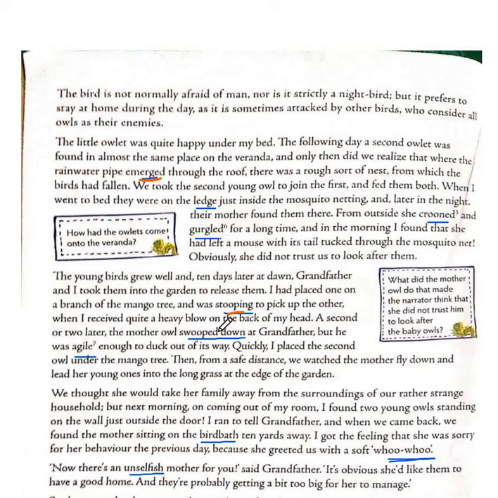So here the mother owl, when it saw that its babies were there in the garden, the narrator and his grandfather took the babies to the garden. So it thought that they are going to kill them, or they are going to cause any sort of harm to them. So that is why it swooped down. It came rapidly and it attacked them. Agile means able or capable of running away or going away from that place. So grandfather was capable, or grandfather was strong enough to go away from that place.